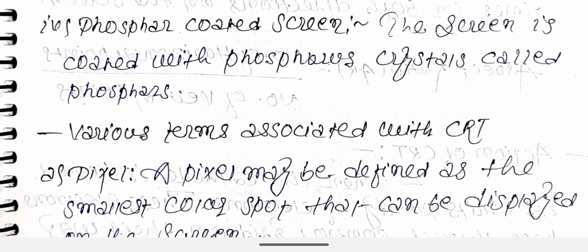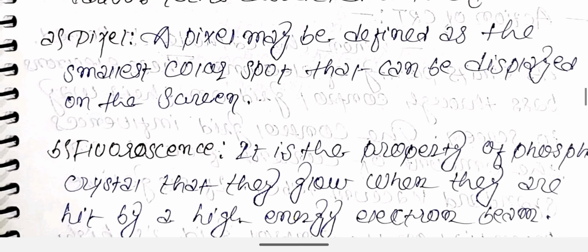Various terms associated with CRT. First term, friends, pixel. A pixel may be defined as the smallest color spot that can be displayed on the screen. And B number, fluorescence.